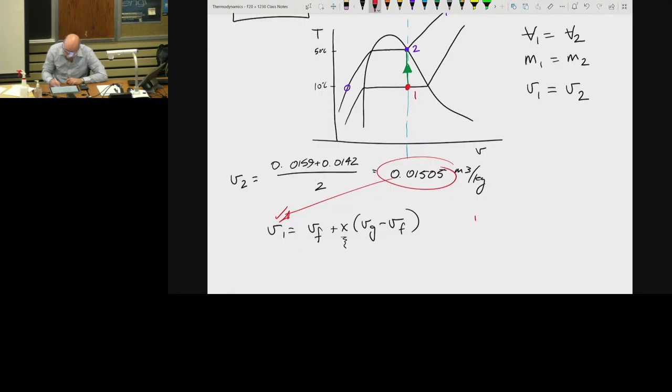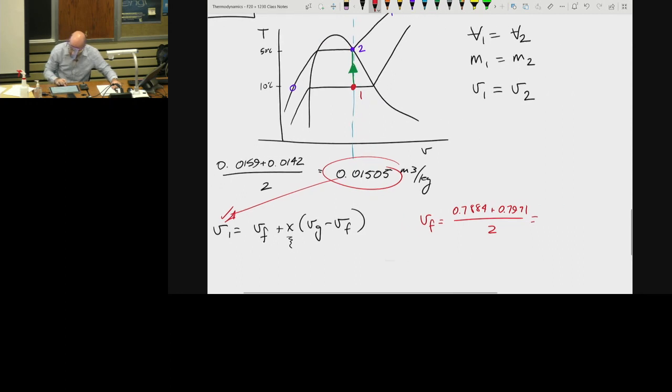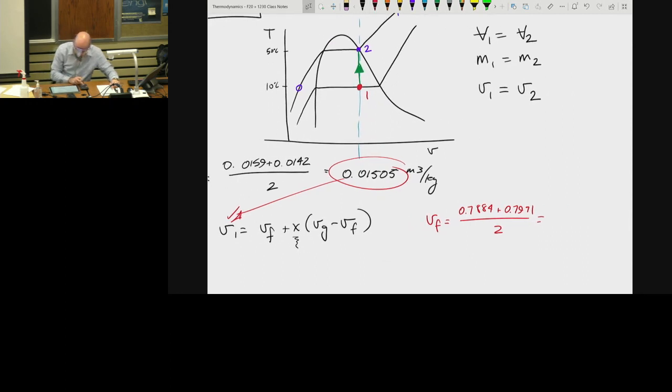So VF is going to be equal to 0.7884 plus 0.7971 divided by 2. I haven't used the 10 to the negative third because it really doesn't matter here until I get my final number. 0.7884 plus 0.7971 divided by 2. This is going to be 0.79275. Now we can say times 10 to the minus third.